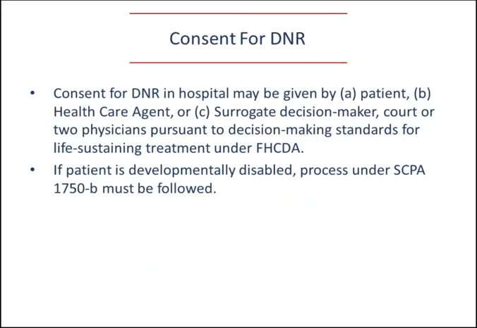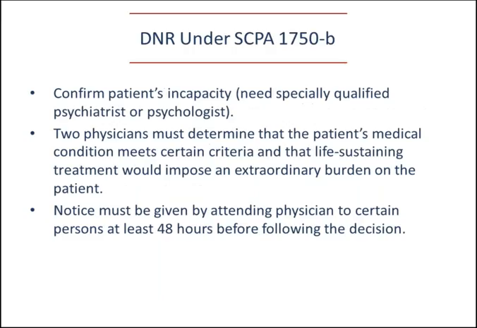So let's spend just a few moments on DNR provisions. Consent for a DNR may be given by the patient, healthcare agent, or surrogate decision maker, a court, or 2 physicians pursuant to the decision-making standards for life-sustaining treatment under the Family Healthcare Decisions Act. And if the patient is developmentally disabled, we have to follow 1750B.